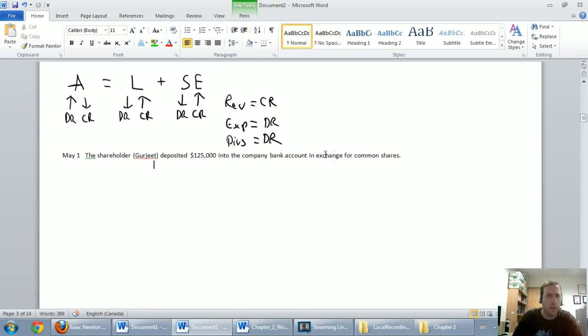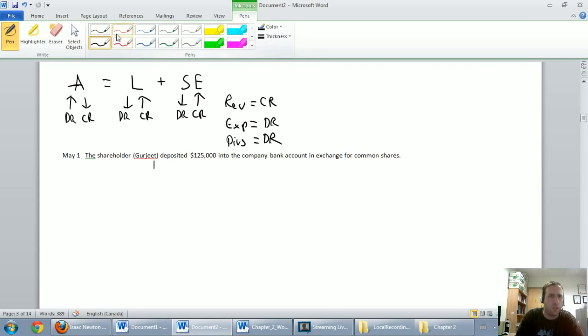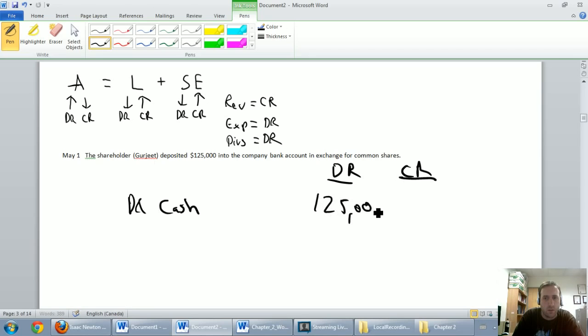So looking over, let me just get my pen tool here. Looking over, our asset, cash, went up. I'm going to have to debit cash. Why don't I do that now? I'm going to debit cash. I know my writing's a little bit bad. That's DR. And again, just at the top of your page, we want a debit and a credit with some underlines. So we're going to debit cash. She deposited $125,000 into the company's bank account. Debit cash for $125,000. Okay, well that's reasonable.